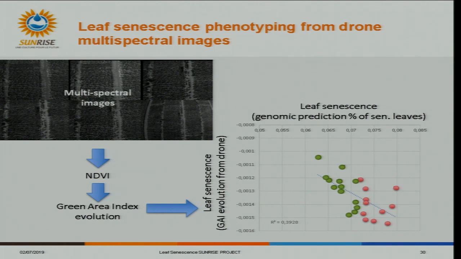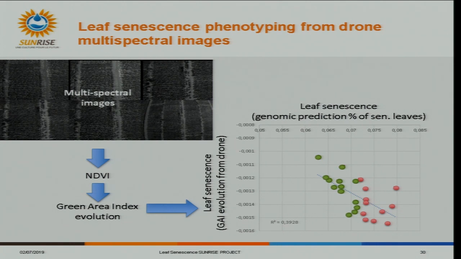So this was validated. And then from this green area index, because we did the measurements through time, we fitted a curve to this evolution of the green area index and got the slope, the terminal slope of this function, and compared it to the genomic prediction for leaf senescence of our hybrids, and the slope of the green area index estimated using the drone images. And this is what you see here, this correlation with the fast senescing hybrids and the slow senescing hybrids.